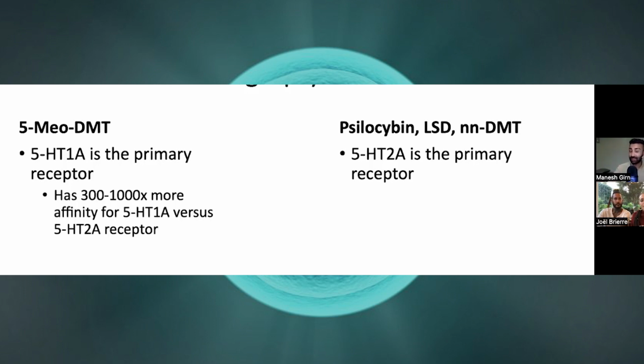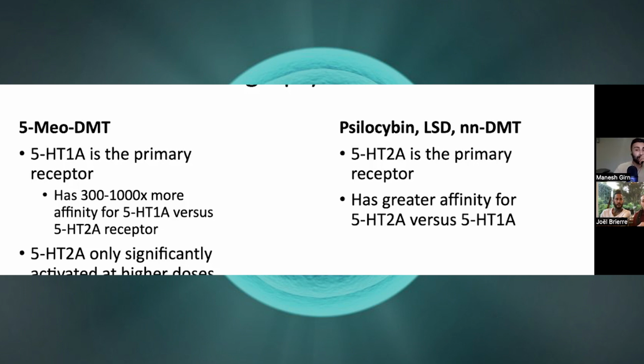Studies have shown it has 300 to 1,000 times more affinity, meaning it's stickier to that receptor than the serotonin 2A receptor, which the other psychedelics primarily hit. But that's not to say it doesn't hit the 2A. What's interesting is the 2A only starts to get hit at higher doses. So you need a higher amount of 5-MeO to start tapping into the functional and structural effects of serotonin 2A receptors. And it's the opposite for these other drugs.